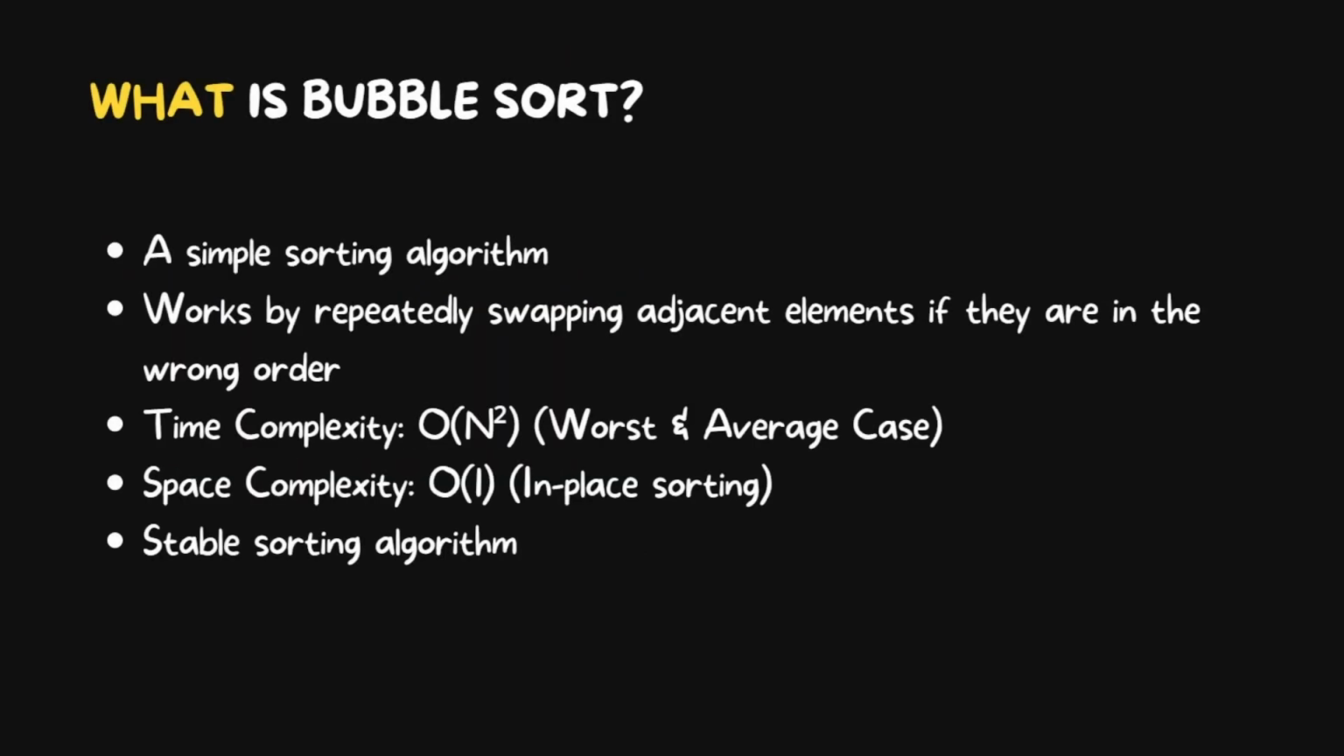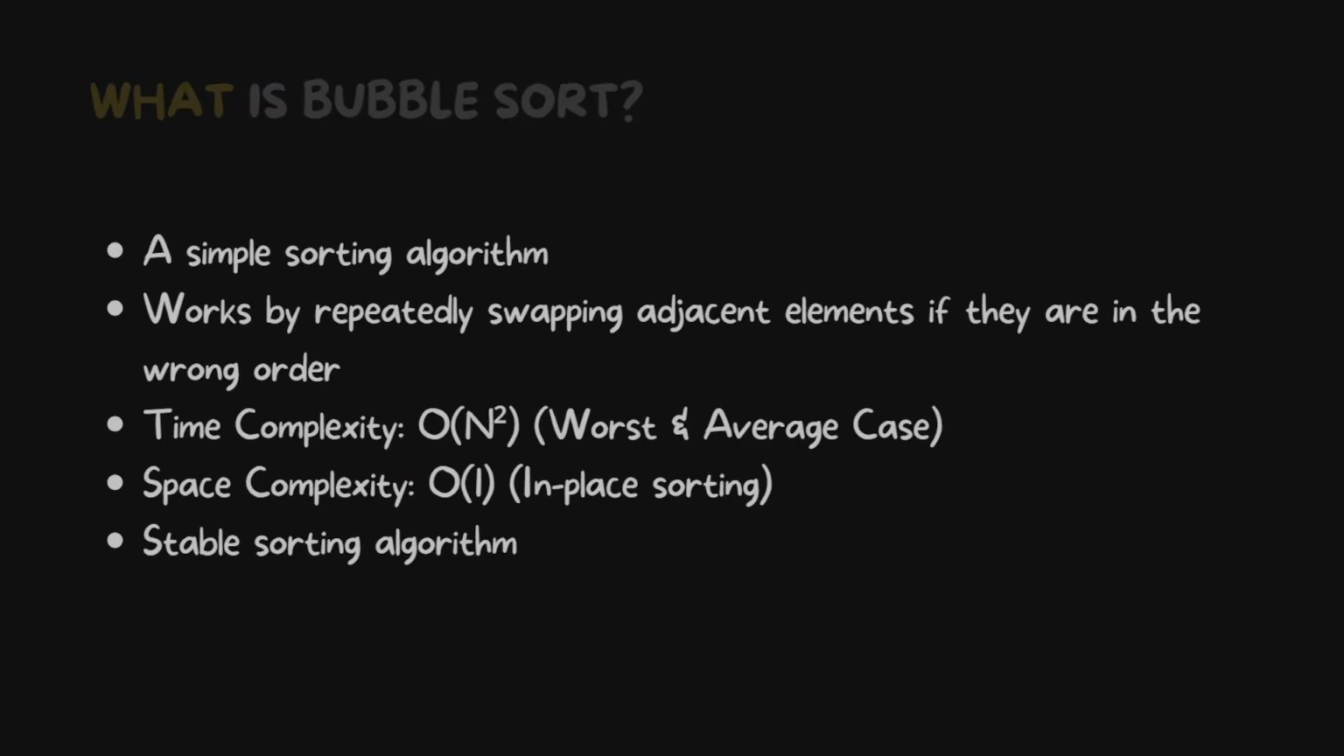Bubble sort is a simple sorting algorithm that repeatedly compares adjacent elements and swaps them if they are in wrong order. It follows a step-by-step swapping process, pushing the largest element to its correct position in each pass. While bubble sort is easy to understand, it is not the most efficient sorting algorithm for large datasets due to its complexity of order of n square in the worst case.